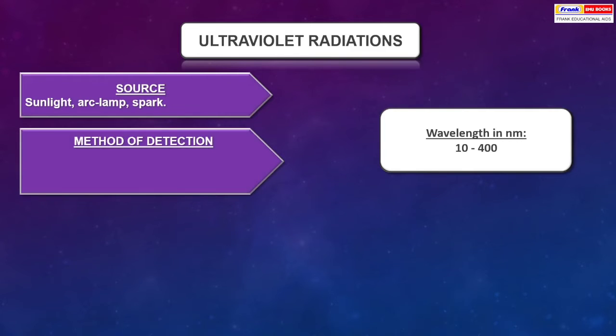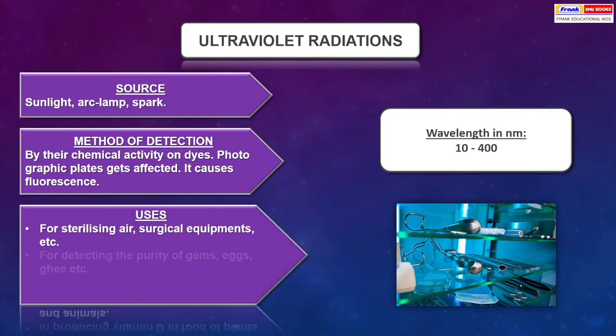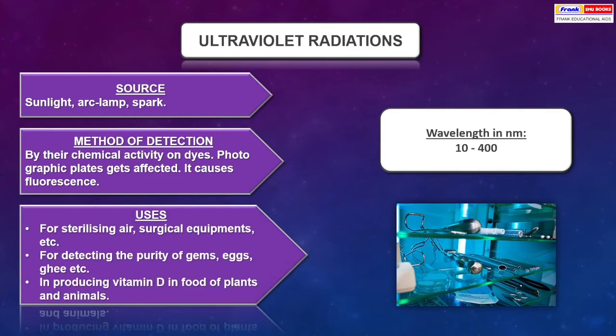Method of detection: by their chemical activity on dyes, photographic plate gets affected. It causes fluorescence. Uses: for sterilizing air, surgical equipments, etc. For detecting the purity of gems, eggs, ghee, etc. In producing vitamin D in food of plants and animals.